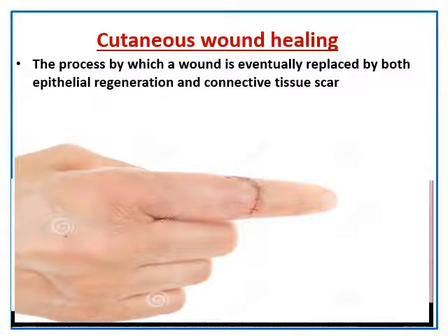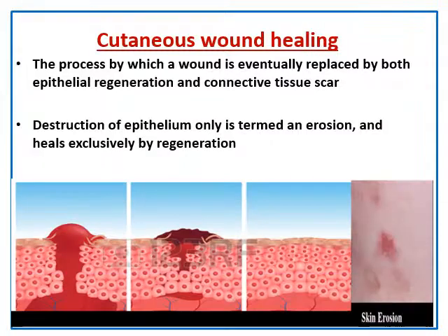In this session, we will apply practically and we will take cutaneous wound healing as an example of wound healing. Cutaneous wound healing is the process by which a wound is eventually replaced by both epithelial regeneration and connective tissue scar. This is a wound in the skin of the finger. Let's imagine that this is the wound in the skin, this is the epidermis and this is the connective tissue.